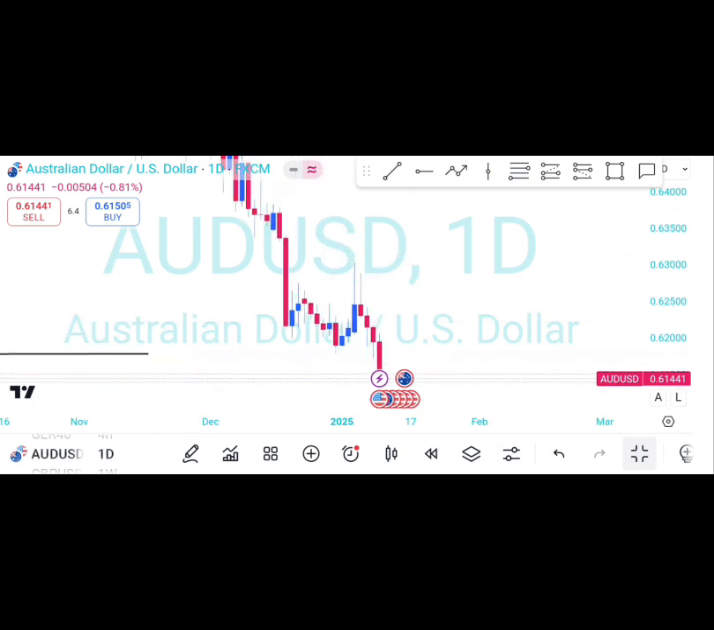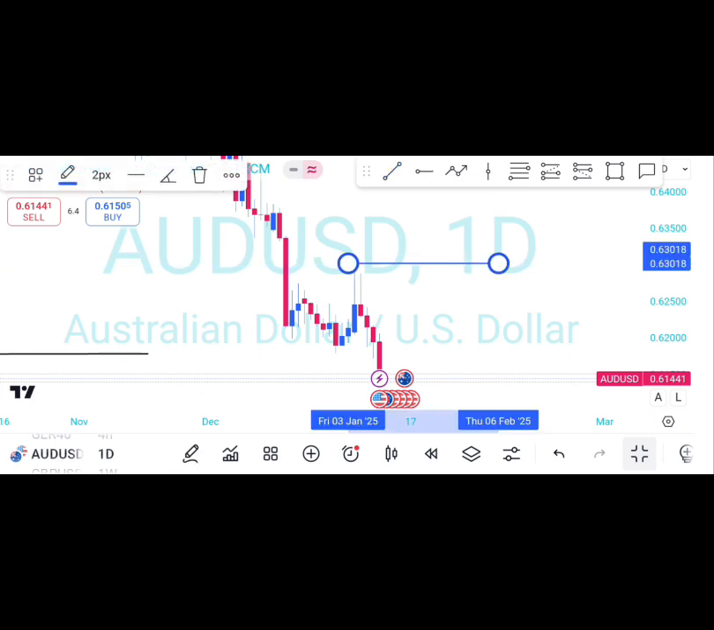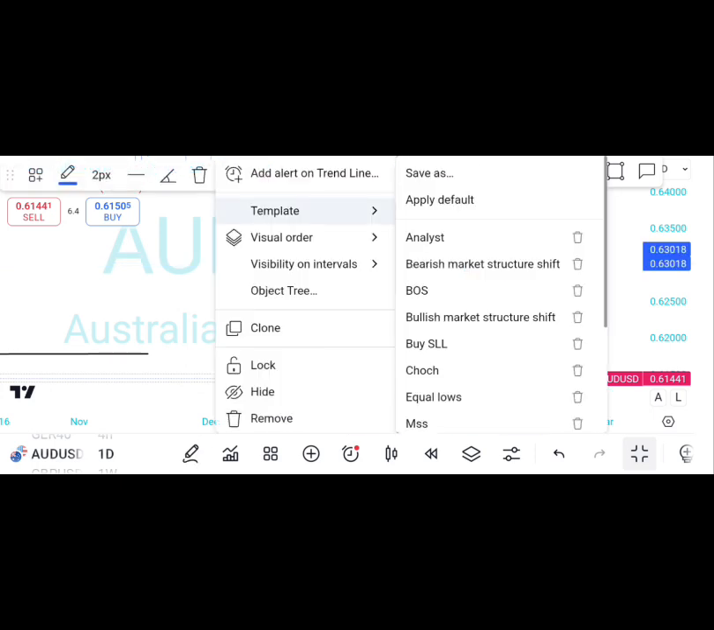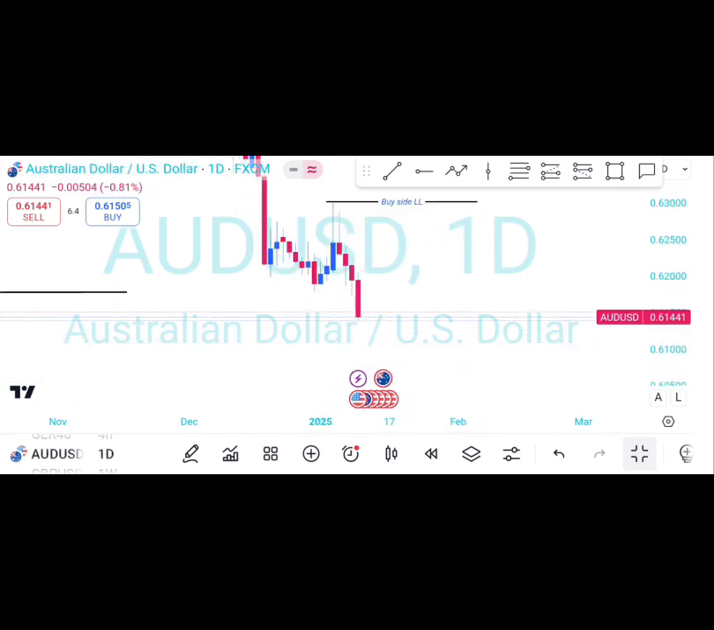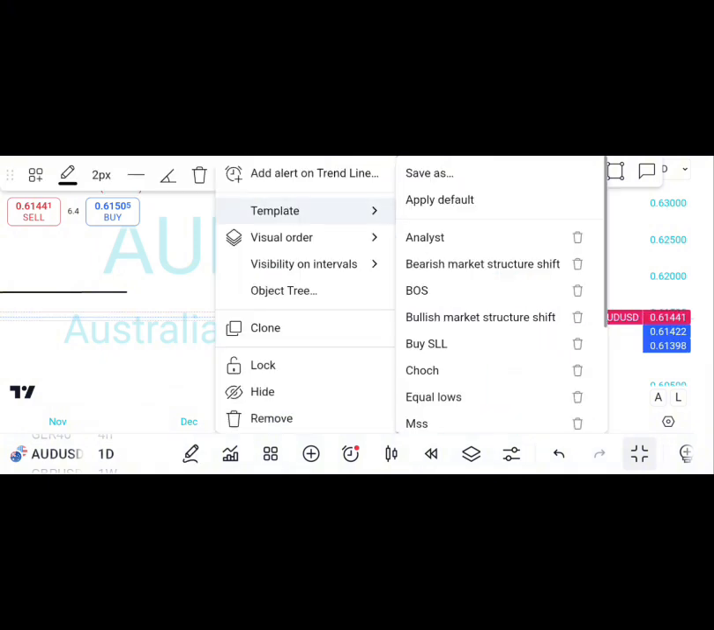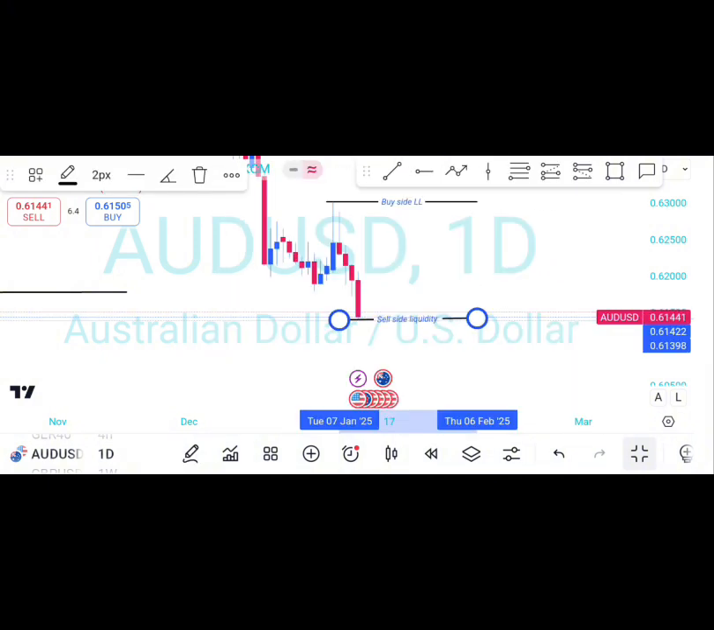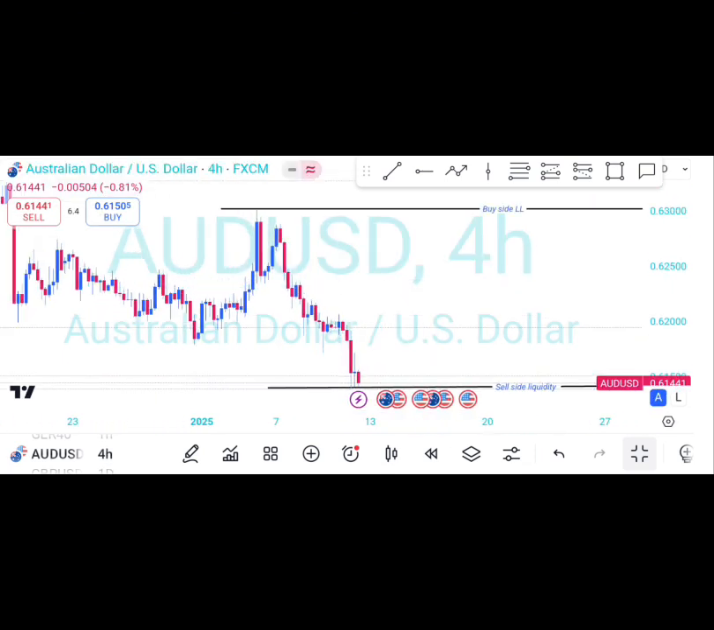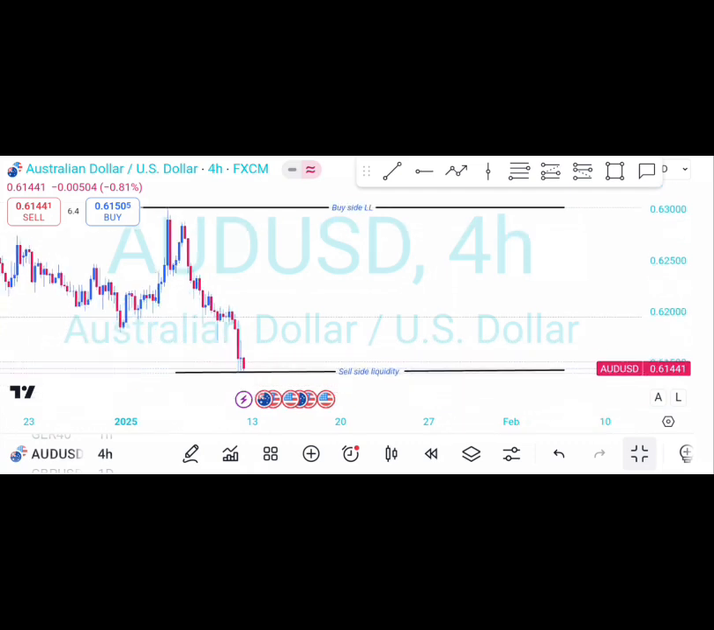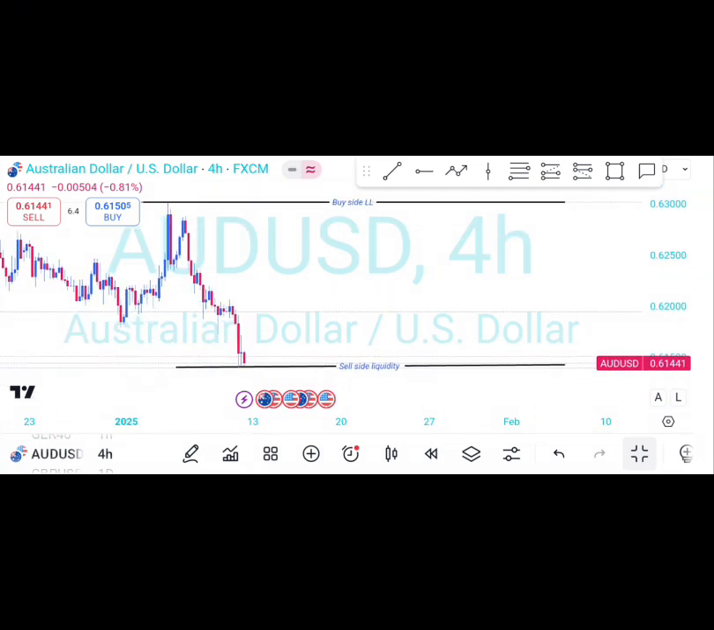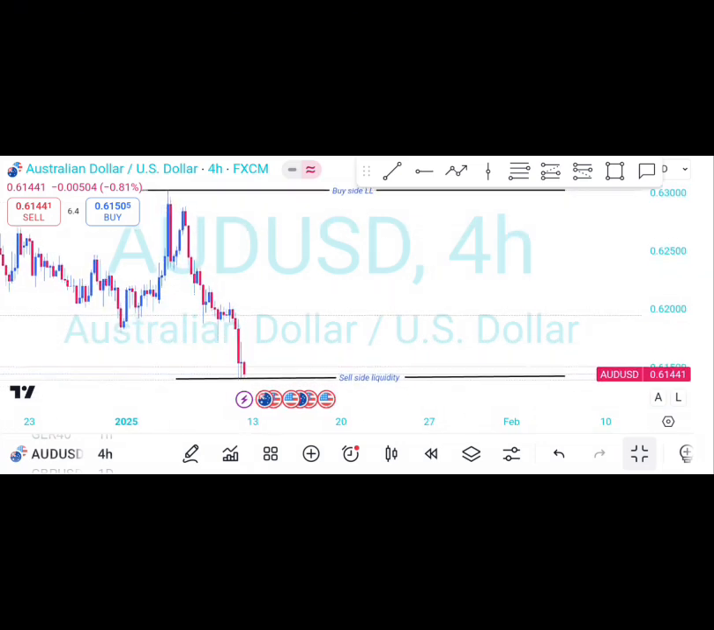So on the daily time frame, my high is marked as buy side liquidity. And I'm gonna use this close of Friday as my sell side liquidity. And switch on to the lower time frame, which is the 4-hour time frame. We also have relative equal lows, guys. As you guys can see, we have relative equal lows within this, relative equal lows within this.